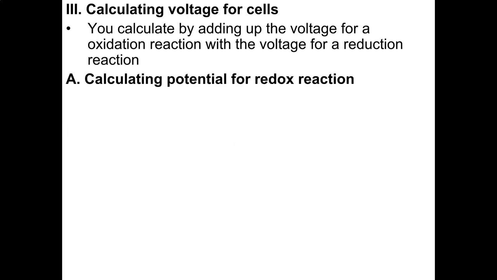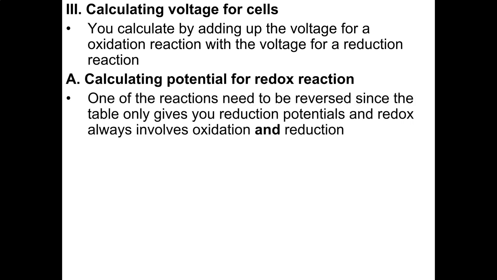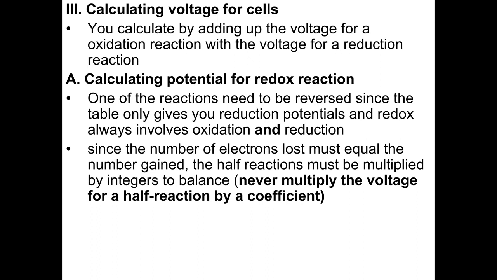All right, so now let's get to voltage calculations. You calculate by adding up the voltage for an oxidation reaction with the voltage for a reduction reaction. So calculating potential for redox reactions, which is the same thing as calculating the voltage. One of the reactions needs to be flipped. Now, they may mess with you sometimes and give you an oxidation reaction already flipped just to see if you understand that if your electrons didn't cancel, you screwed up somewhere. Just in the back of your mind, always remember that electrons must cancel. So that's how you can catch brain farts. If you're adding electrons instead of canceling them, you messed up somewhere. The number of electrons lost must equal the number gained.